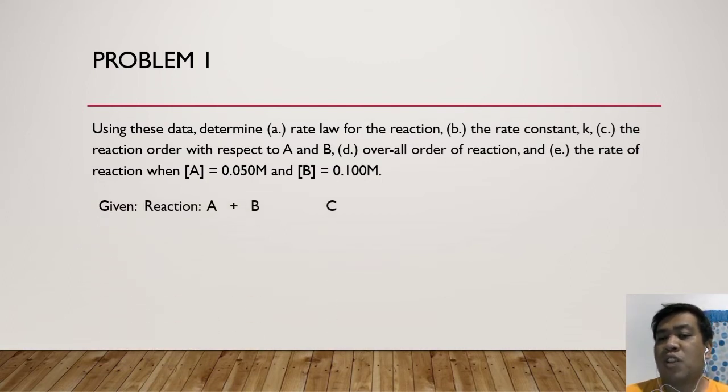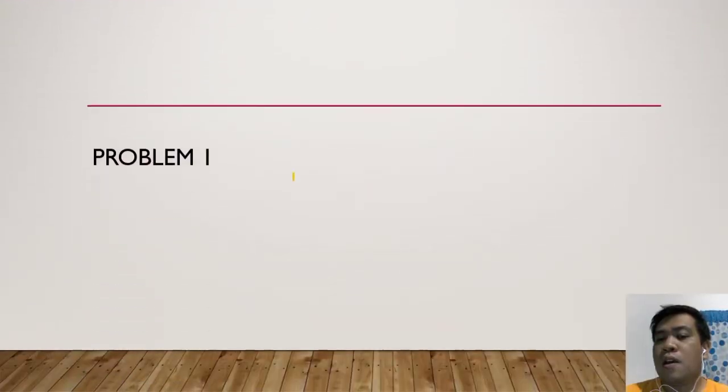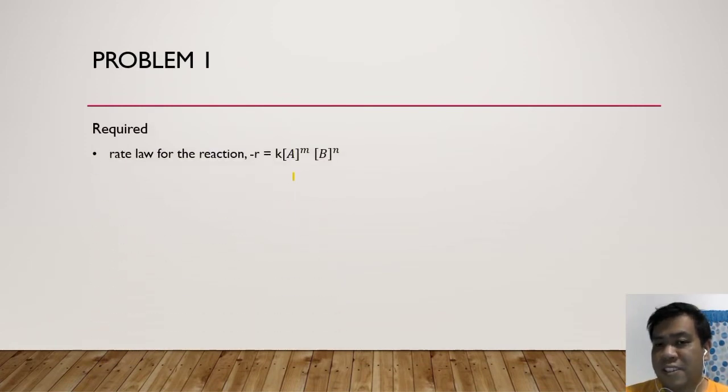And we are given the reaction of A and B to form C, and also our experimental data. And we are asked to find the following. First, the rate law for the reactants. Since we are given two reactants, we can write our rate law equation as negative r equals k times the concentration of A raised to m and the concentration of B raised to n. So please take note that the negative sign convention for r means only that the reactant is being consumed in the reaction.